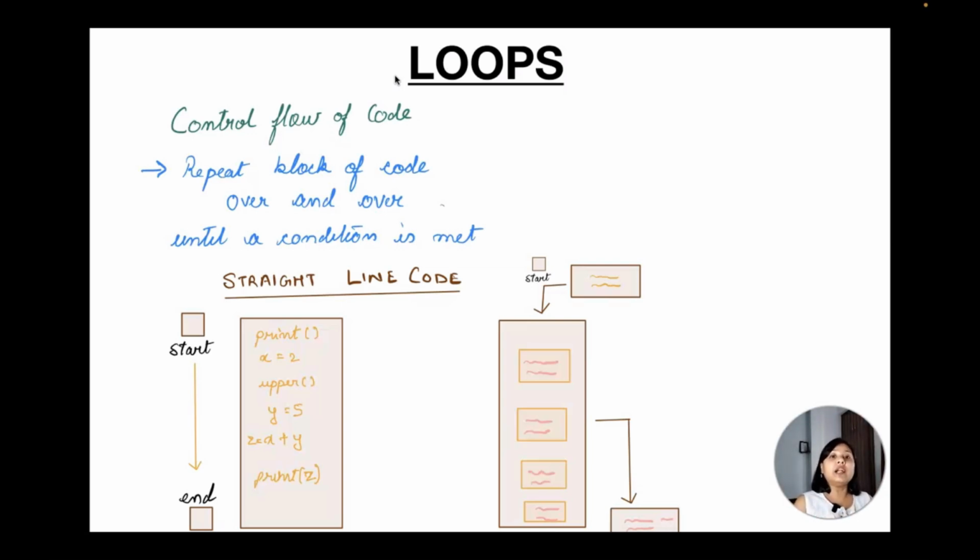So now if we understand why exactly the loop is required, a loop is nothing but it actually controls how your code is executed. So it means it controls the flow of the code. If you have to repeat a block of code over and over and over again till you meet a condition which doesn't satisfy it, then you are actually using the loop.